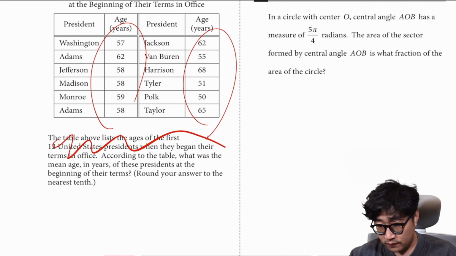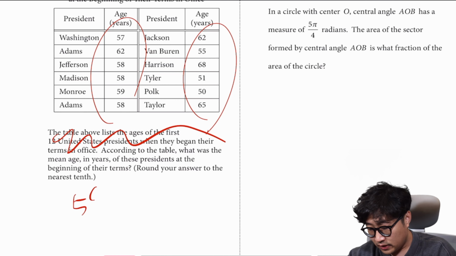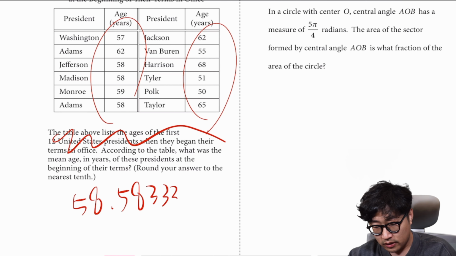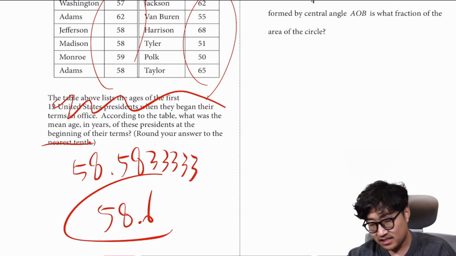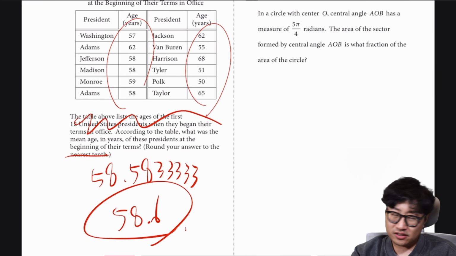56, 57, 62, 58, 58, 59. This is stupid. 59, 58, and then 62, 55, 68, 51, 50, and 65. And then just divide that by 12. And then I got 58.583333. So round your answer to the nearest tenth. So 58.6 it is going to be. Just do it in your calculator.